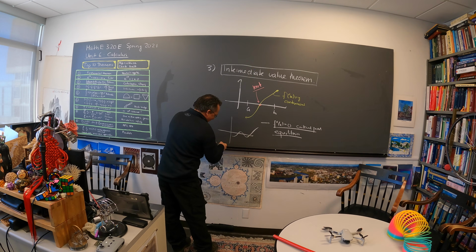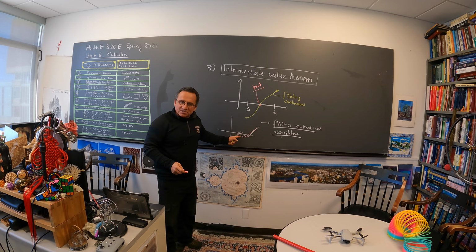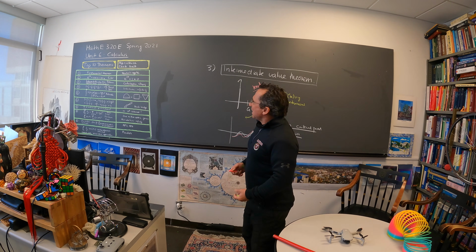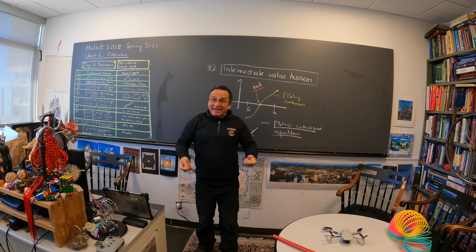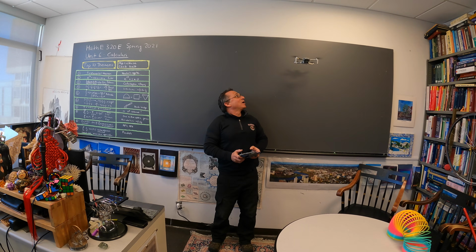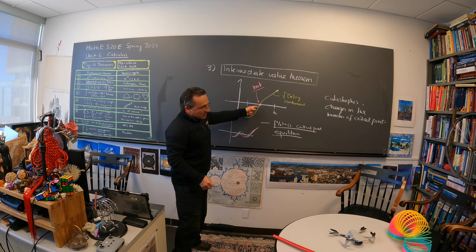You take that, you deform it, and after some deformation, the roots disappear. This can have dramatic consequences and can lead to economic collapses or all kinds of things, sudden changes. So catastrophes. So this is the intermediate value theorem.